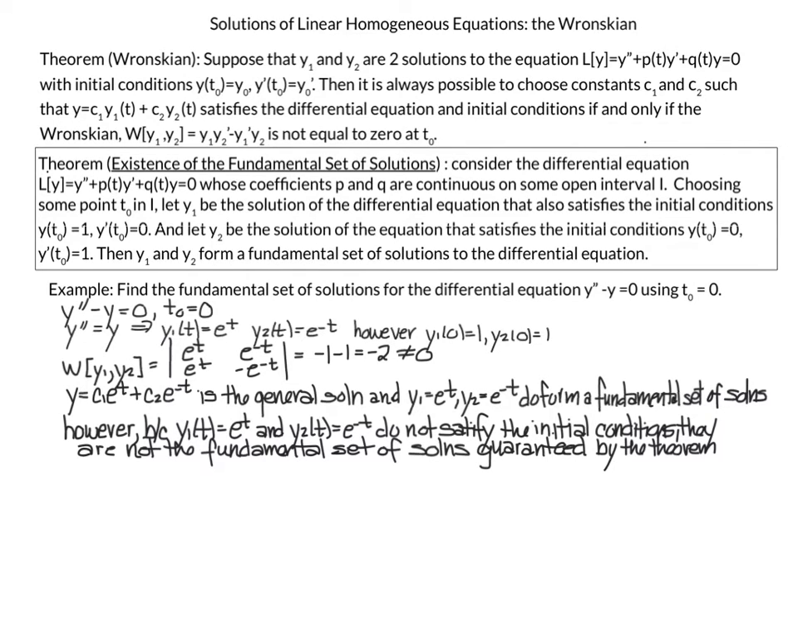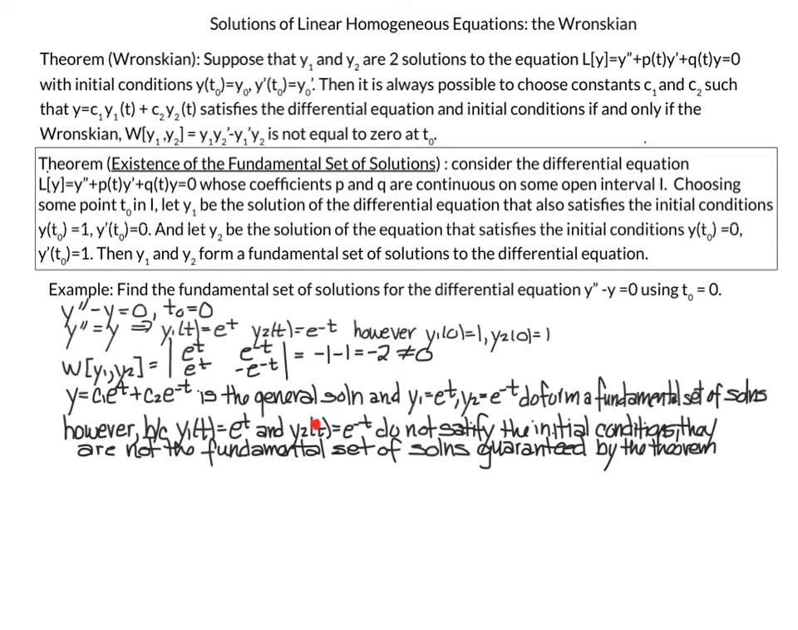The interesting thing is y1 equals e^t and y2 equals e^(-t) are fundamental solutions by the Wronskian theorem. And y equals c1 e^t plus c2 e^(-t) is the general solution. And again, y1 equals e^t and y2 equals e^(-t) do form a fundamental set of solutions. But this is where it gets interesting.